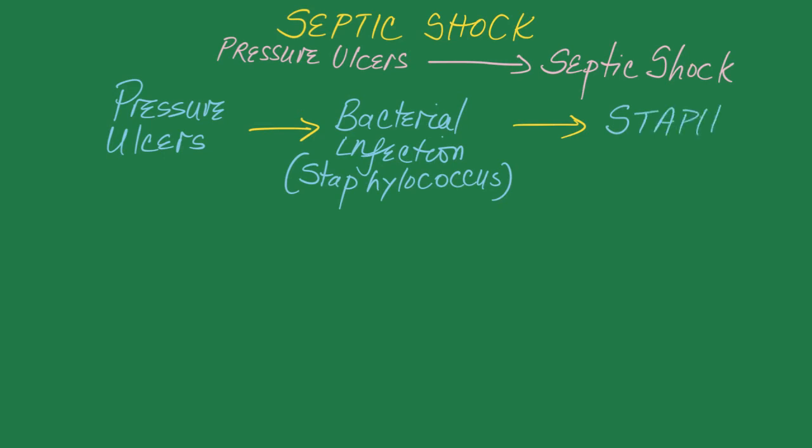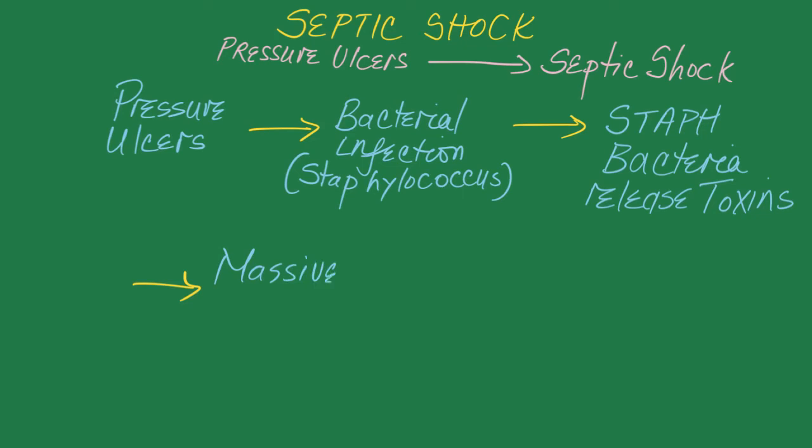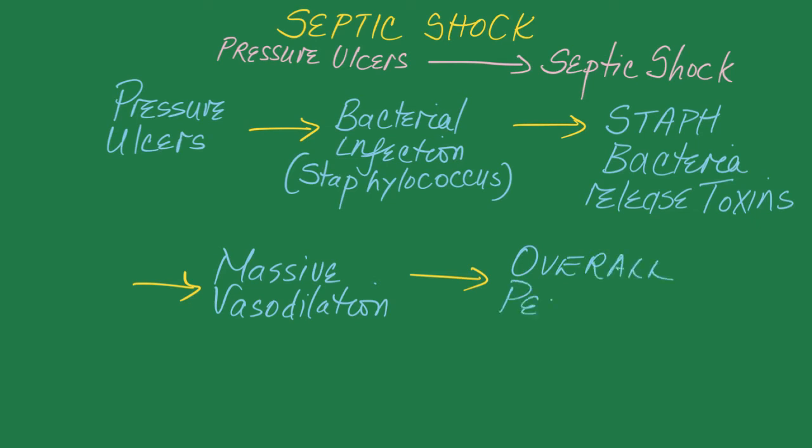Staph bacteria, once in the bloodstream, release bacterial toxins. These bacterial toxins cause massive vasodilation. We saw that earlier with the anaphylaxis. In the same way, massive vasodilation results in a drop in peripheral resistance. So there is an overall drop in peripheral resistance in all the arteries and arterioles.